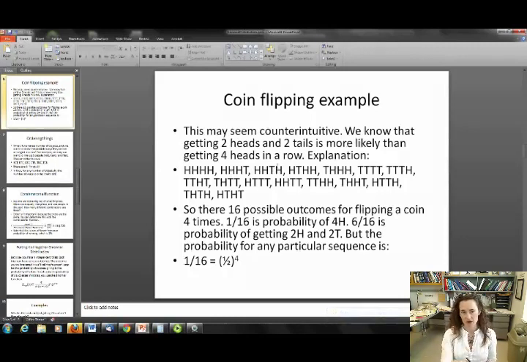So this is all my possible outcomes. There's 16 possible outcomes for flipping a coin 4 times, all right? Now there's only one way out of those 16 that you can get 4 heads. So that makes the probability of getting 4 heads 1 out of 16.